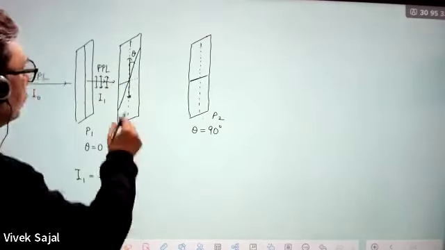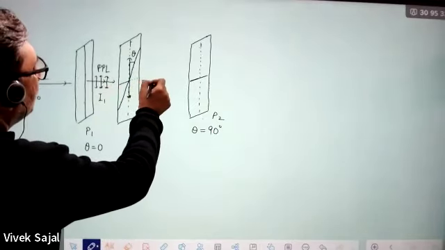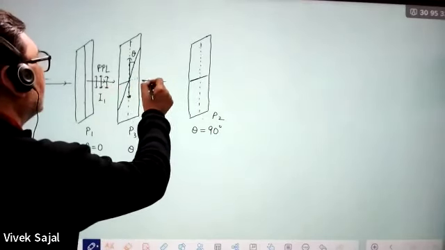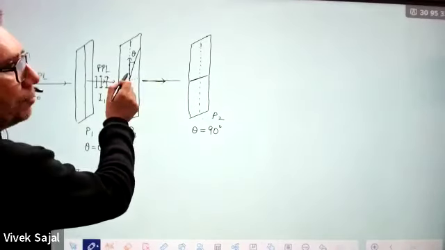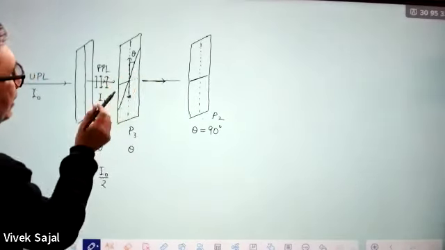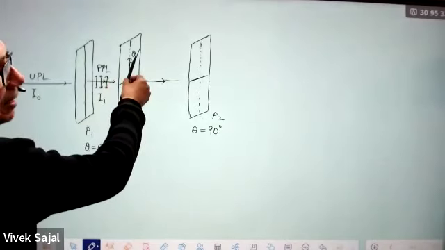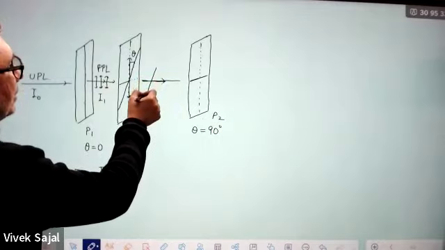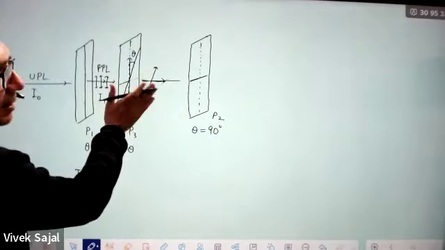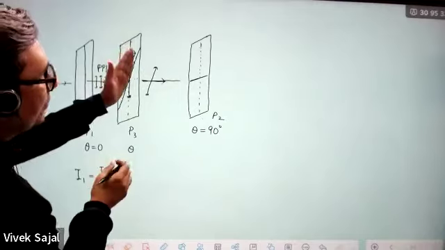Theta. Light will emerge from this polarizer, and it will be plane polarized again. But now the electric vector will be parallel to this path axis. Their direction will be like this. These electric vectors are not tilted, they are parallel to this.